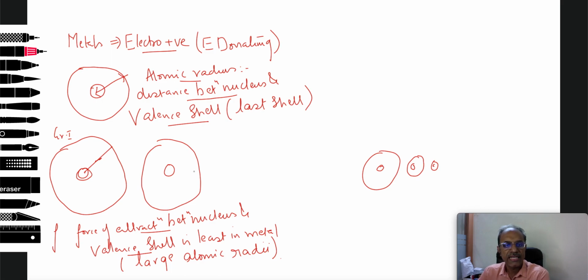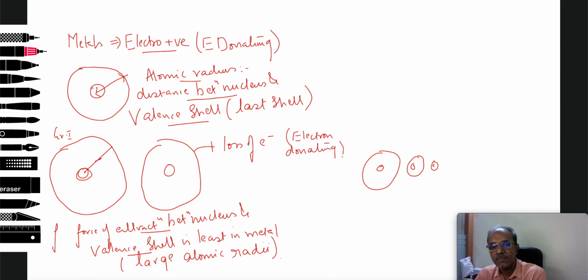Now, since electrons are easily removed from the valence shell, that means there is a loss of electron. That means, can I say it is electron donating? Electron donating. So that means I can say they are electropositive. So metals are electropositive in nature.